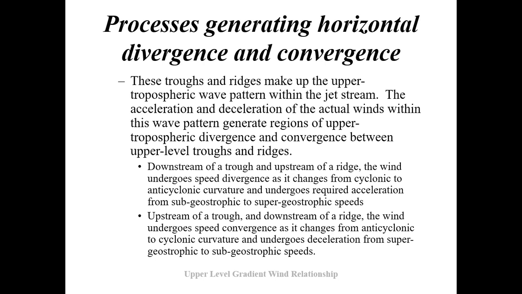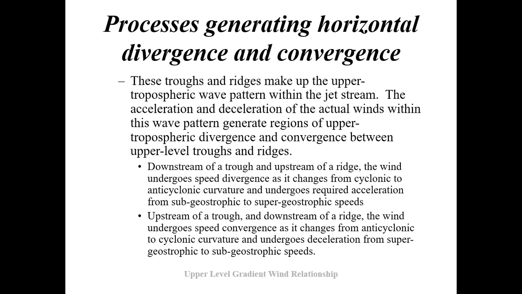I talked a lot about long waves and short waves. We talked about atmospheric waves in the last training video. You have this acceleration and this deceleration, speeding up or slowing down of the actual winds within this wave pattern, which generate regions of upper tropospheric divergence and convergence between troughs and ridges. And I'm going to show you a great diagram here in a minute. Hang tight while we get through all these statements here.